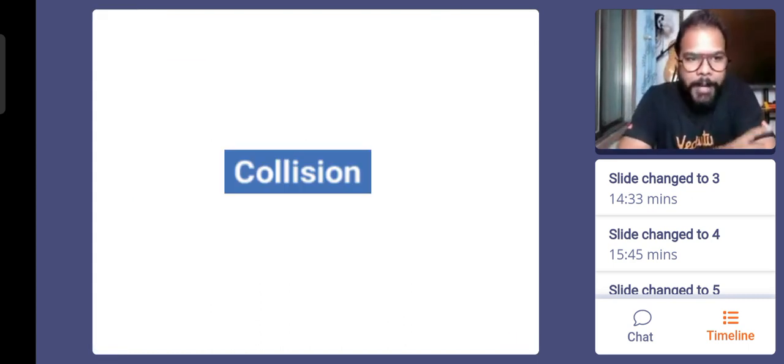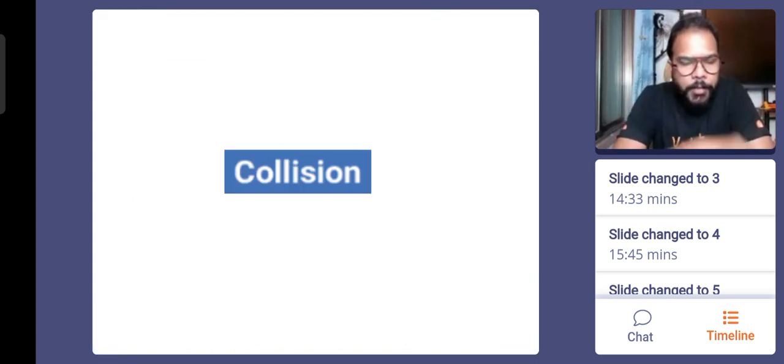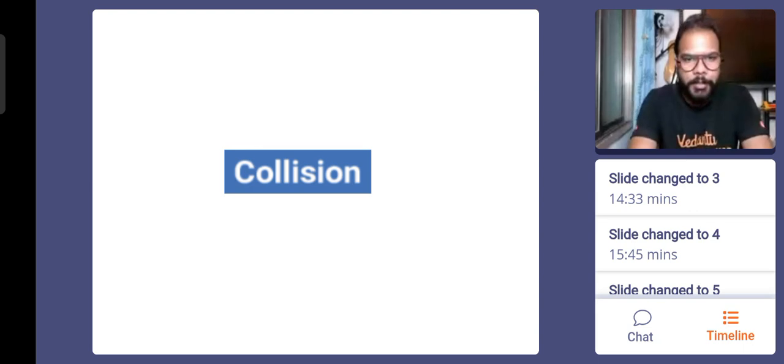Okay, children, now we will talk about collisions one by one, and let's try to set some ground rules before we talk mathematics about collisions. Obviously the first thing we will study is head-on collision today. So today we'll be speaking only about head-on collisions. We'll be speaking only about 1D collisions.